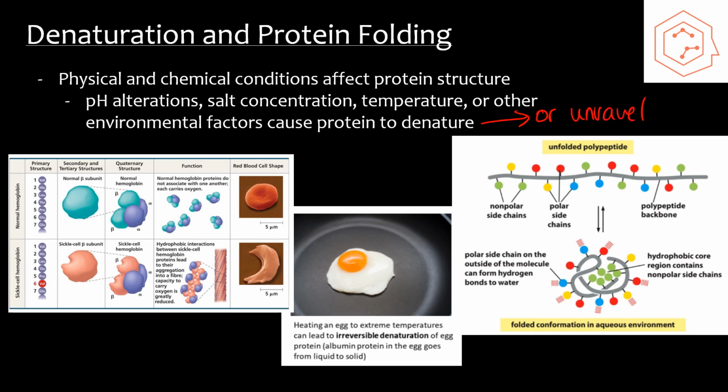So denatured proteins are biologically inactive, and improperly folded proteins are implicated in many diseases. I didn't put the example here, but Alzheimer's and mad cow disease occur because of improperly folded proteins. Here in this example, we see that heating an egg to extreme temperatures can lead to irreversible denaturation of the egg protein. The egg protein here is called albumin, and that's what makes the egg go from liquid to solid because of irreversible denaturation.